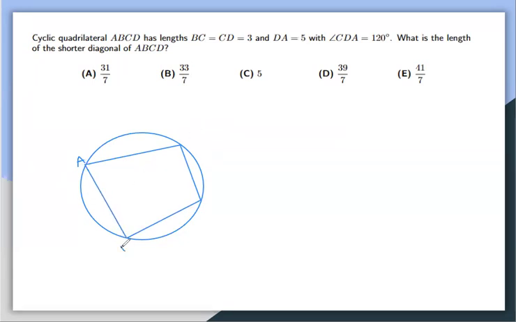So this is A, B, C, and D. What we have is that angle ADC is 120 degrees, AD is 5, and CD and BC are 3. And we want to find the shorter diagonal. Well, this is a cyclic quadrilateral, we are told, which means the angles at opposite vertices should be supplementary, so angle B should be 60. You can try to see if there's a 30-60-90 triangle, because we have 60 or 120. That might be useful. You can extend it and drop a perpendicular, something like that.